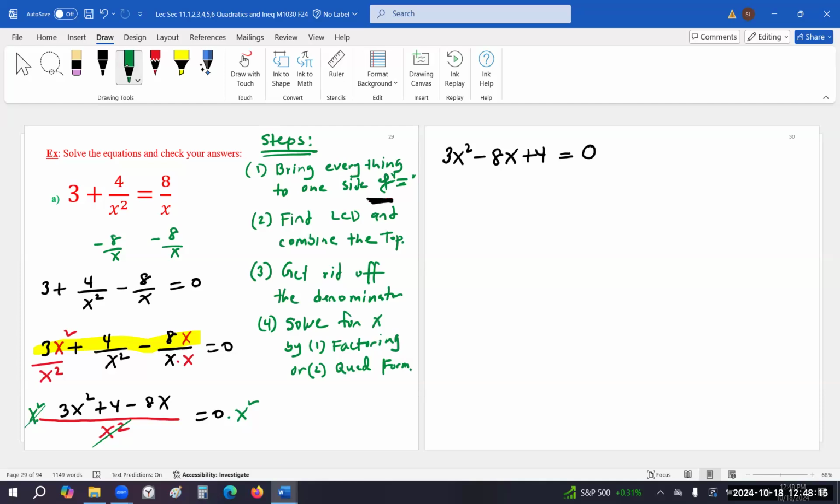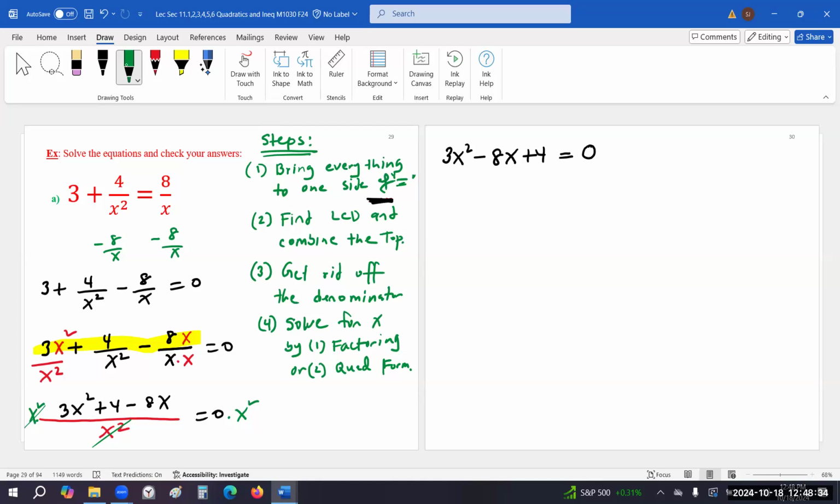What do you think? Is it factorable? It doesn't look like it's factorable, right? Yes, because x squared has a number in the front. Guess what? When x squared has a number in the front, there is another factoring technique.